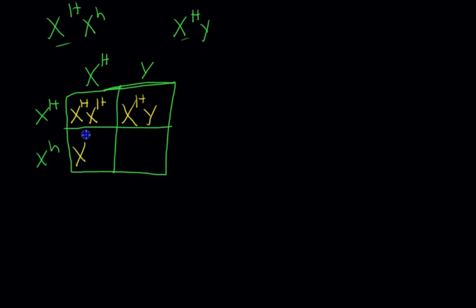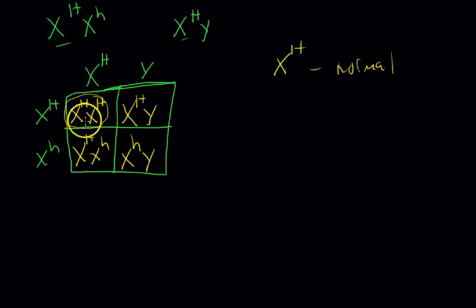Here we get X uppercase H, X lowercase h. And here we get X lowercase h, Y. So now let's take a look at what these mean in terms of phenotypes. Do they express hemophilia or not? Does this express hemophilia? No. X uppercase H is normal.